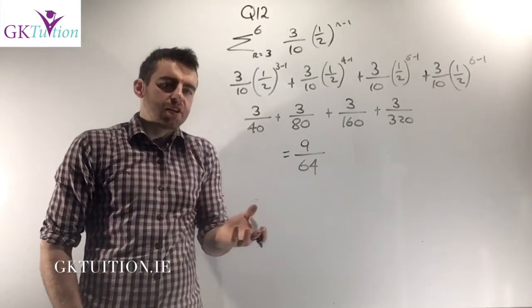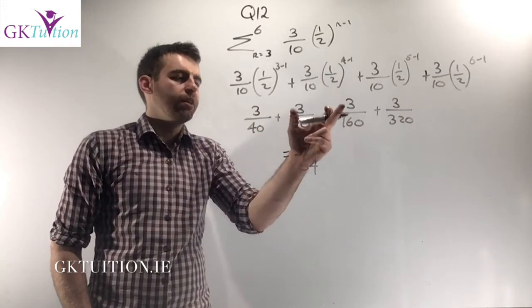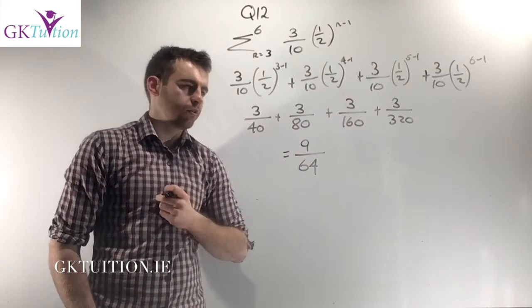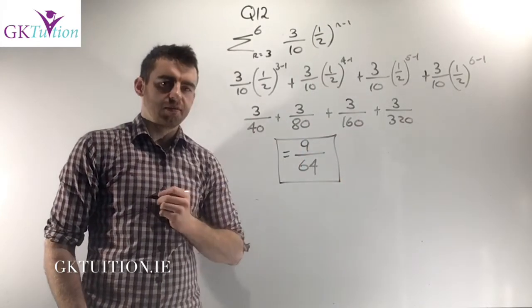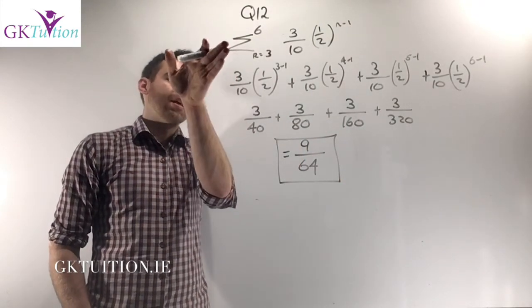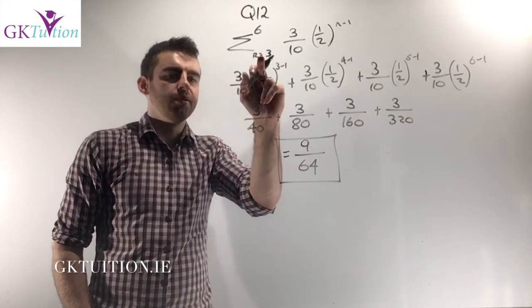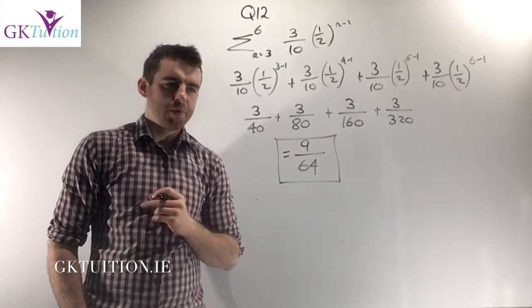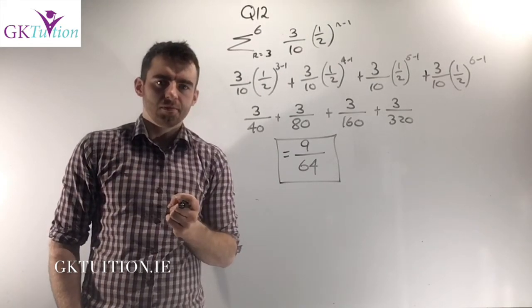You can just individually plug each of these into your calculator. You get 3 over 40, 3 over 80, 3 over 160, and 3 over 320. And if you add them all together, you get 9 over 64. So just remember that that symbol means the sum of. And you sub in values from the number on the bottom until you get to the number on the top. Very similar to what we would have done in induction earlier on in the year.